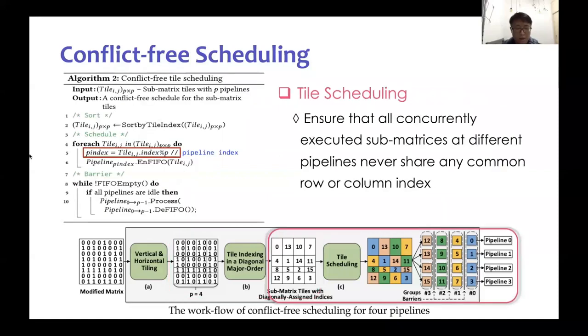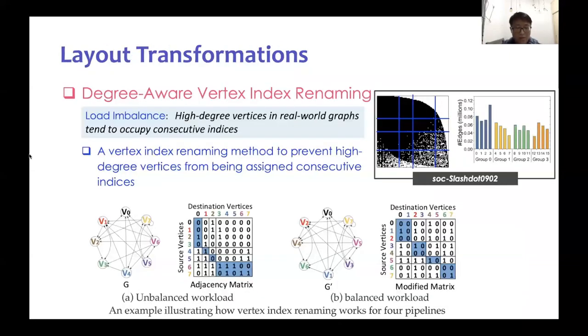Now, we will eliminate all the inter-pipeline data conflicts by ensuring that all the concurrently executed submatrices at different pipelines never share any common row or column index. High-degree vertices in real-world graphs tend to have consecutive indices. Their edges fall into a few submatrix tiles in our tiling stage, leading to load imbalance. We propose to apply a vertex index renaming method to prevent high-degree vertices from being assigned consecutive indices.